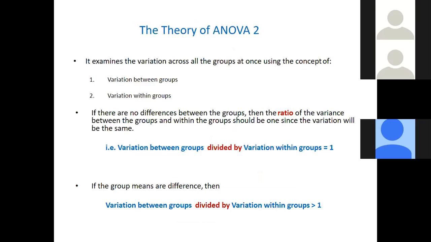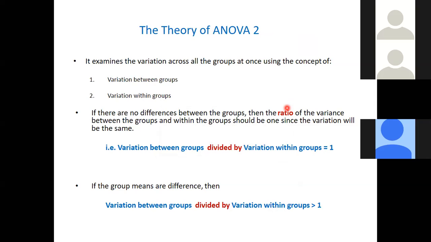Now, as I said before, this ANOVA examines variation across all the groups at once using the concept of variation between groups divided by variation within groups. You know what I mean by variation across all the groups? If you are comparing 3 groups, you already said that it's for more than 2 groups. Even though the same logic applies for 2 groups, it's only that we already have used it to compare 2 groups. It's the same logic. There's a variation between groups and there's a variation within groups.